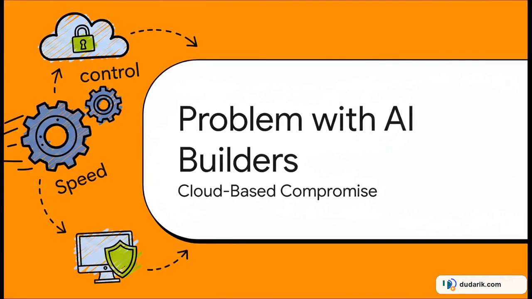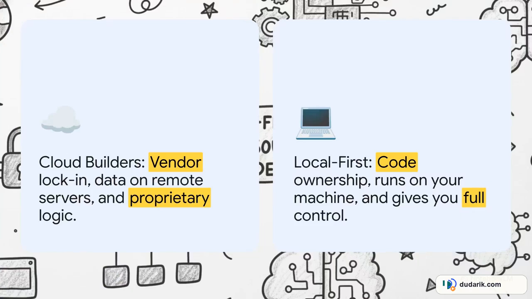Well, most AI app builders are cloud-based. And yeah, that sounds super convenient at first, but it comes with a huge catch. You're basically trading away your control, your ownership, and even your privacy, all for a little bit of speed. And you can see the trade-off right here. With the cloud builders, you get stuck with one vendor, all your data is sitting on some server you don't control, and your app's core logic, it's often trapped in their system.